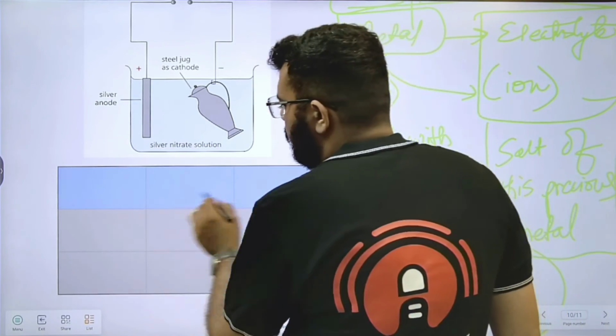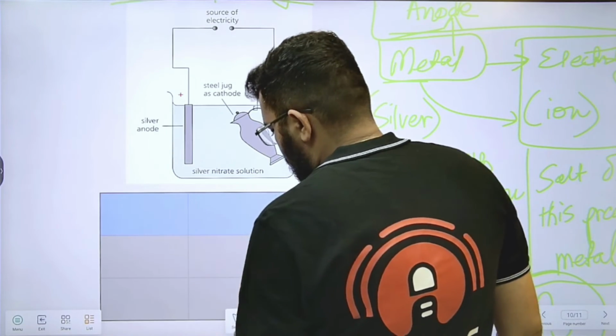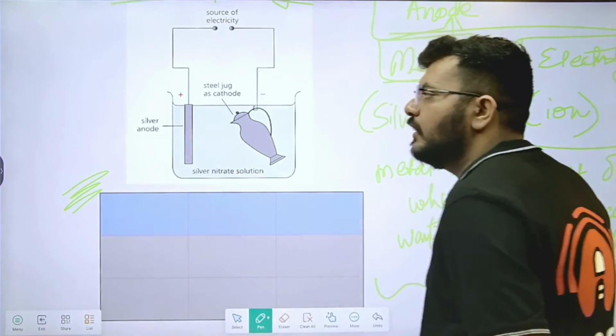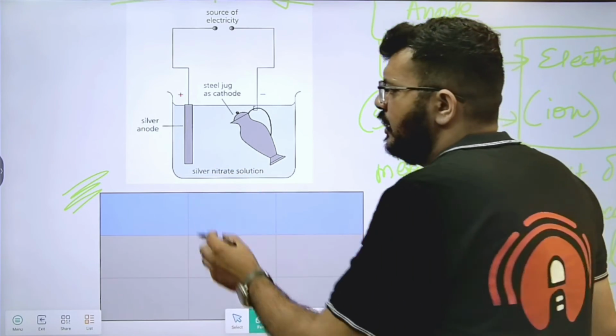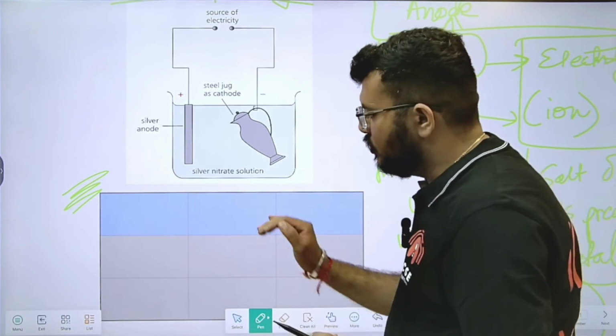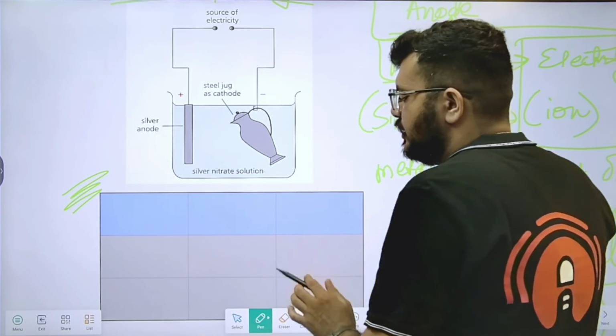I will leave this blank, but before I leave this blank, I'll take a pen. I'll leave this blank for you to answer, right? Basically, what is happening? Silver is depleting. So on the anode, you will write the silver anode depletes, right?